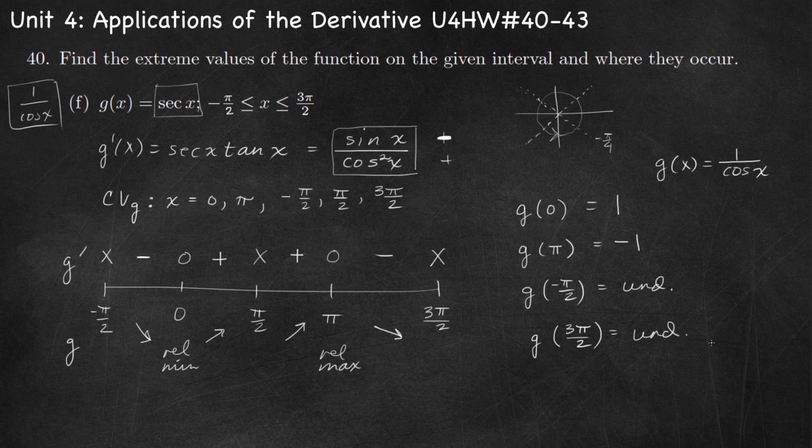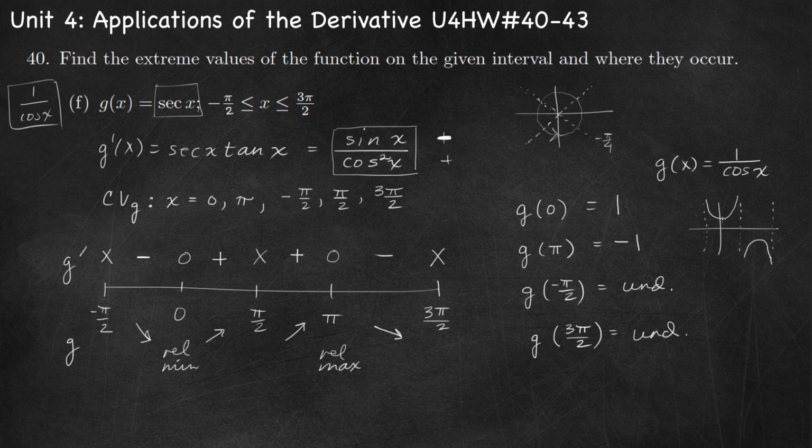So let's think about what's happening here. At these endpoints, we actually have asymptotes. If you remember what the graph of secant x looks like, at negative pi over 2 we have an asymptote, and at pi over 2 we have an asymptote. And then at 3 pi over 2, we have an asymptote. And then our graph looks something like this.